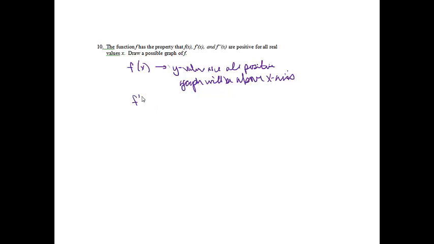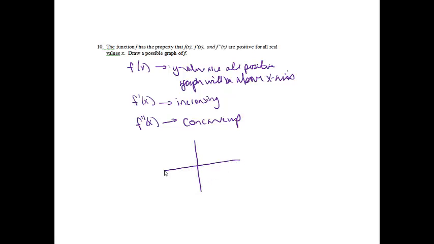Okay, when it's talking about f prime being positive, that just means my graph is always going to be increasing, because that's what the derivative tells us about our functions. And f double prime tells us about the concavity. So if f double prime is always positive, that would mean my function is always going to be concave up like a cup. So if I go to graph this, I need to have a function where the graph is always above the x-axis, it's always increasing, and it's always concave up. And the choice that I would think of would be something that looks like that. Because it's going up, it's definitely concave up, and it's above the x-axis.